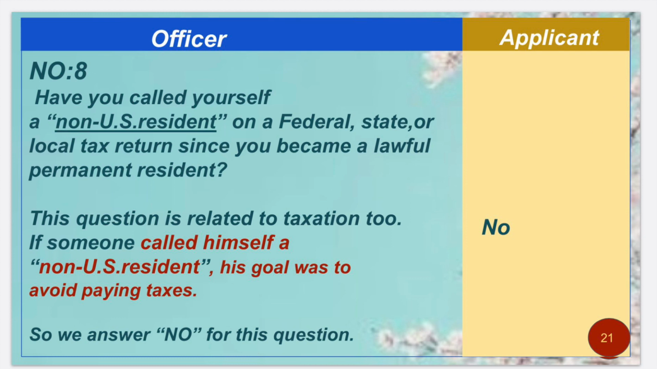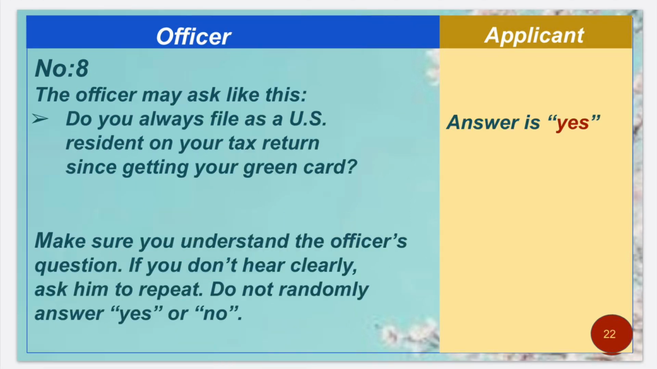Number 8. Have you called yourself a non-U.S. resident on a federal, state, or local tax return since you became a lawful permanent resident? This question is related to taxation too. If someone called himself a non-U.S. resident, his goal was to avoid paying taxes. So, we answer no for this question. The officer may ask like this: do you always file as a U.S. resident on your tax return since getting your green card? Answer is yes.